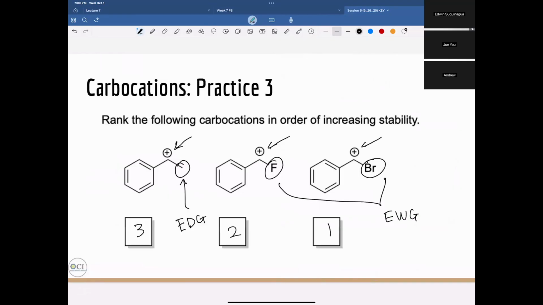Oh no, fluorine is more of an electron withdrawing group than bromine, so it destabilizes the cation more. That's true. Oh, my bad, guys. I put a typo. Fluorine's the most unstable, so it's 312 like this. That's because fluorine is more electronegative than bromine, so it's pulling those electrons towards it harder. Yep, that was my mistake.